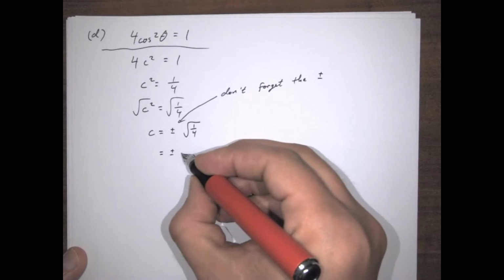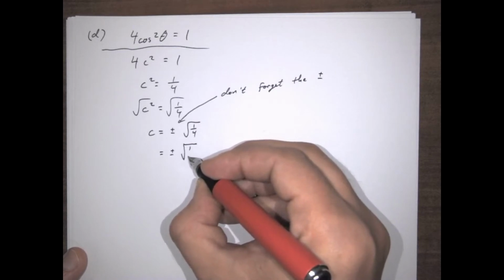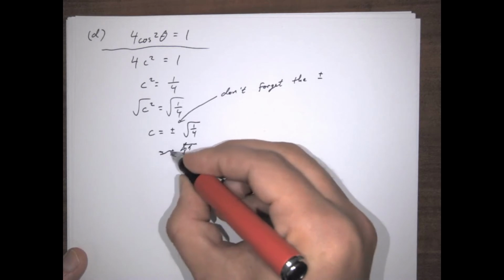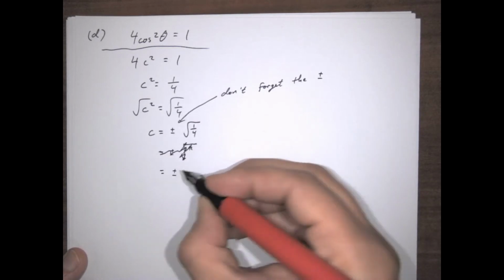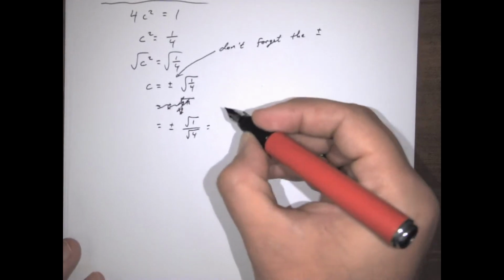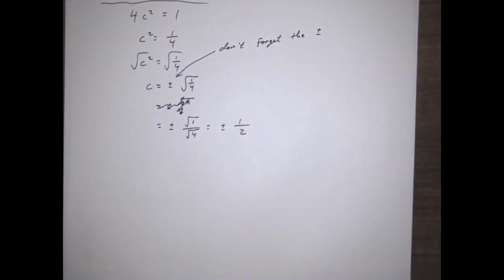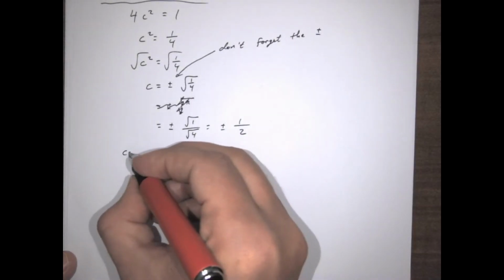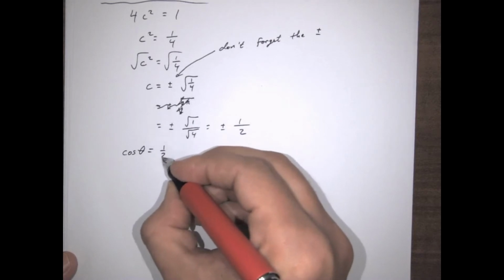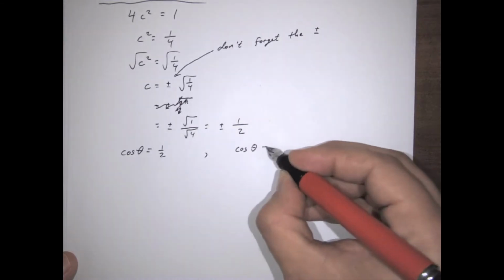Now, if you remember your rules for simplifying radical expressions like this, the easiest way to do it is to break it up into two pieces, square root of top over square root of bottom, and then that will equal just plus or minus 1 on the top and 2 on the bottom. So this is the cosine equals plus or minus 1/2. So that means that cosine theta equals 1/2. That's one type of solution here. Or cosine theta equals negative 1/2.